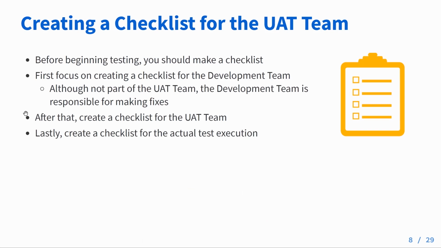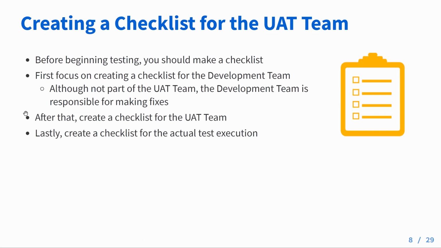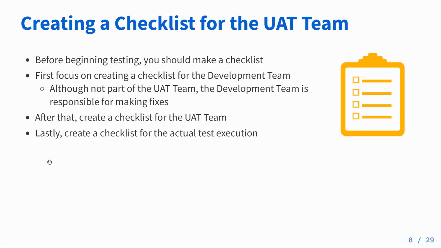Our next step is going to be creating a checklist for the UAT team. We want to focus on creating a checklist for the development team. Although the development team is not part of the UAT team, we want to make sure that they have a full checklist of things to fix before the UAT process begins. After that, based on the development team's checklist, we'll create a checklist for the UAT team. That's going to test all the functionality that the dev team is going to create. And lastly, from the checklist of the UAT team, we want to create another checklist for the actual execution. This is going to be a little bit more detailed and based on the other two checklists that we've created.